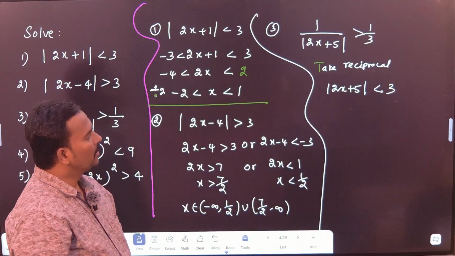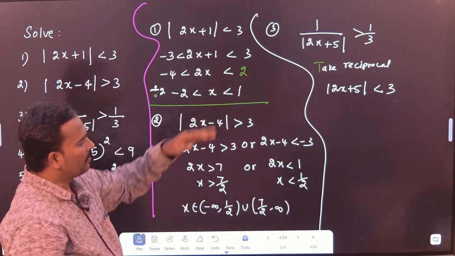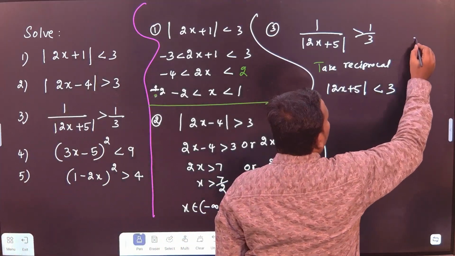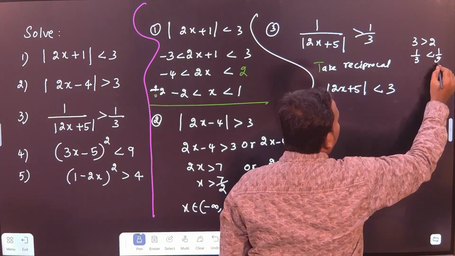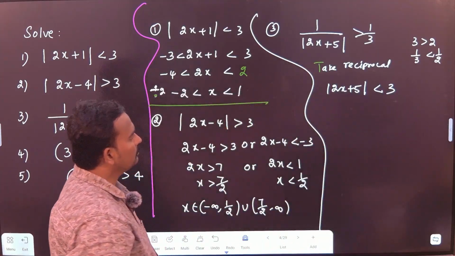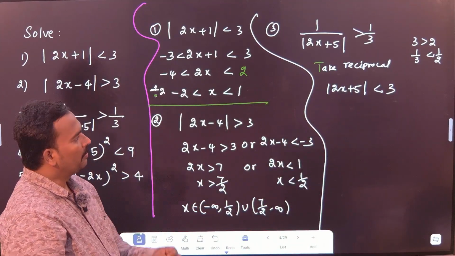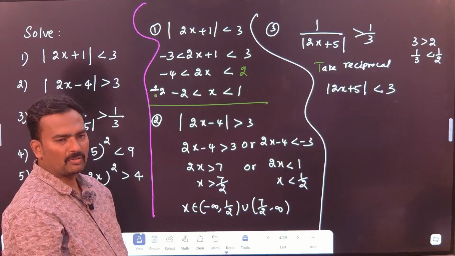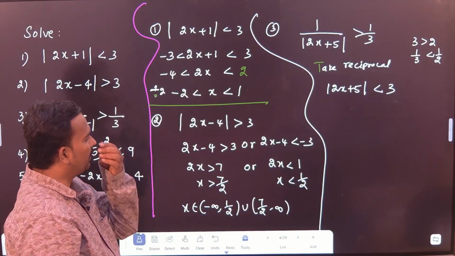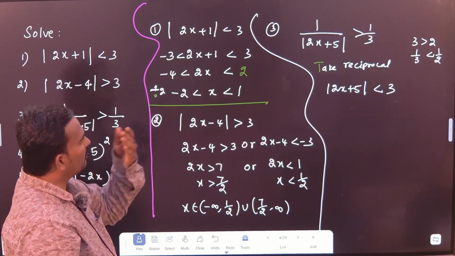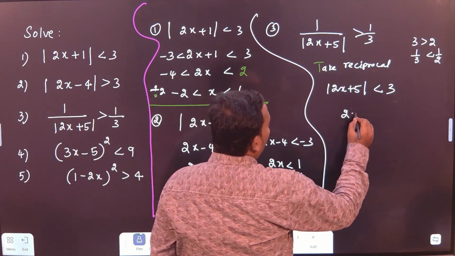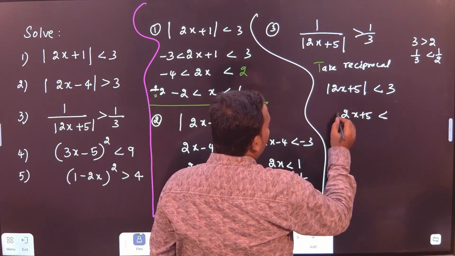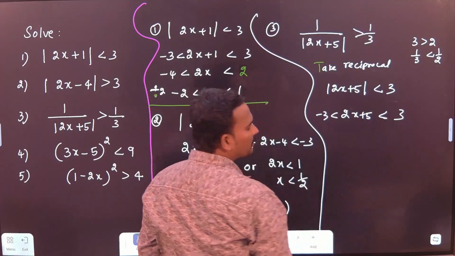Clear? So for example, 3 is greater than 2, but 1 by 3 should be less than 1 by 2. Understand? When you take a reciprocal, the inequality will be changed, right? Okay, fine. If you take the reciprocal, the inequality will be changed. Therefore, 2x plus 5 would be from minus 3 to 3, right?